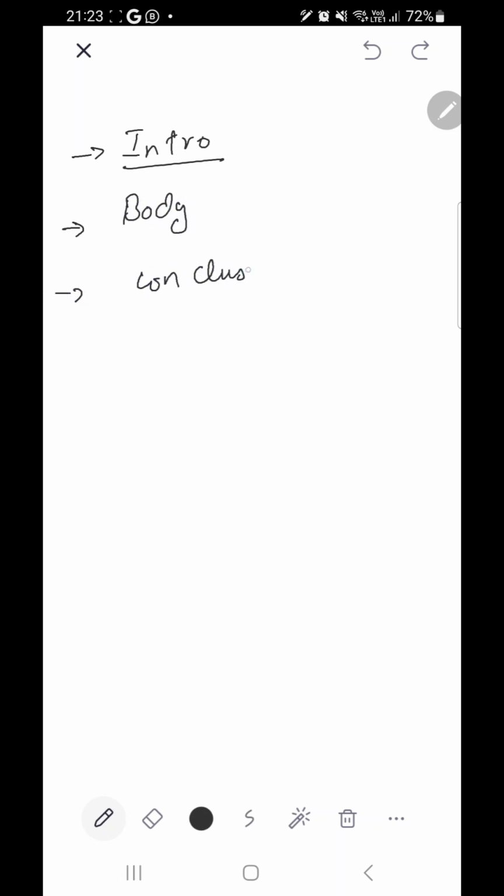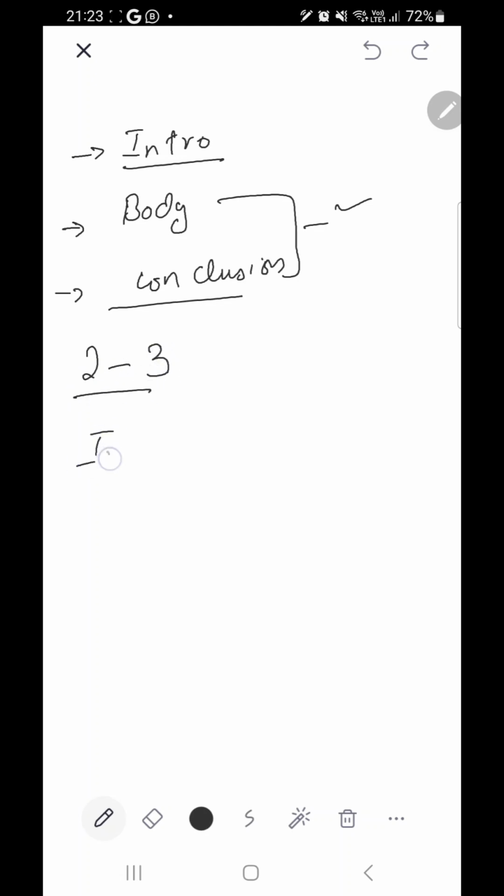Now, basically, we start with the introduction part. After the introduction, we write down the body of the letter and then the conclusion. So in today's class we will discuss the body and conclusion. Normally in the letter we have 2 to 3 body paragraphs.